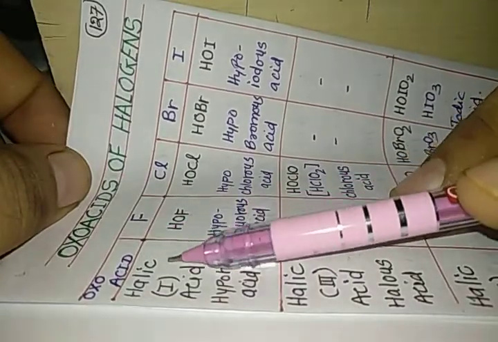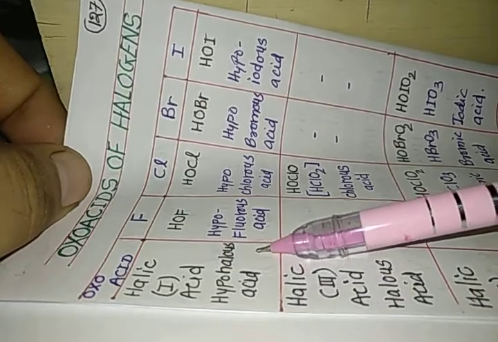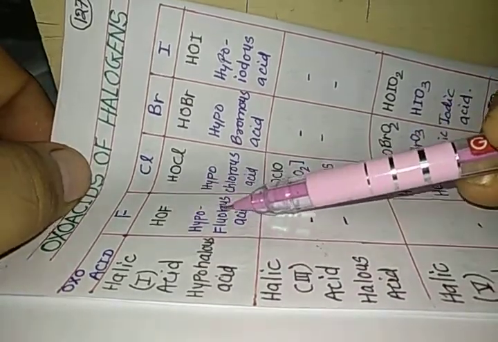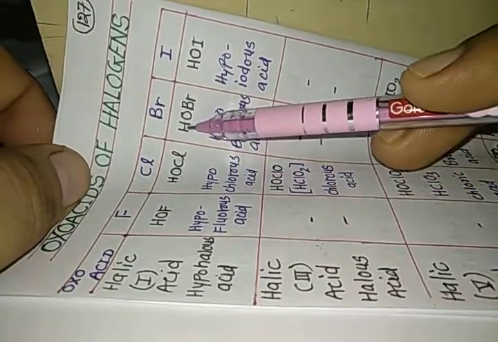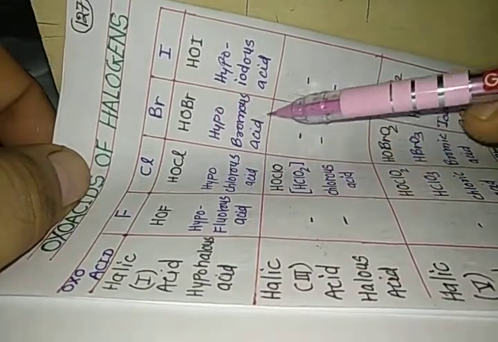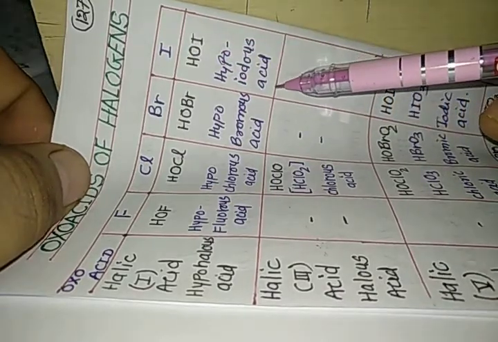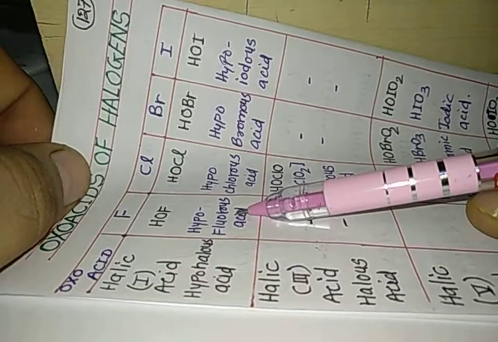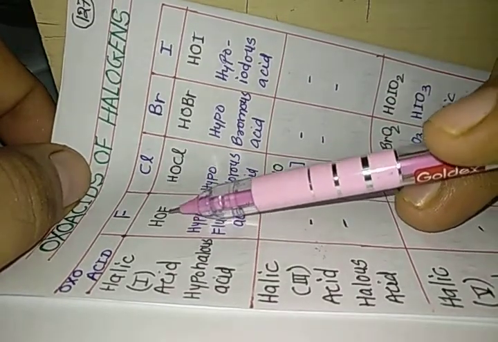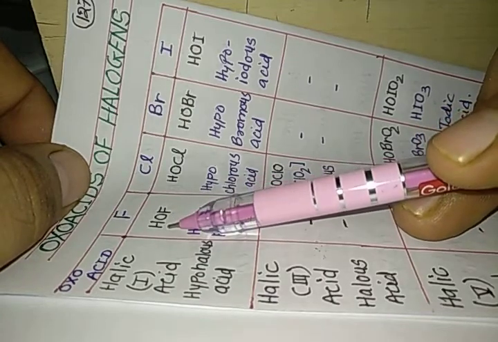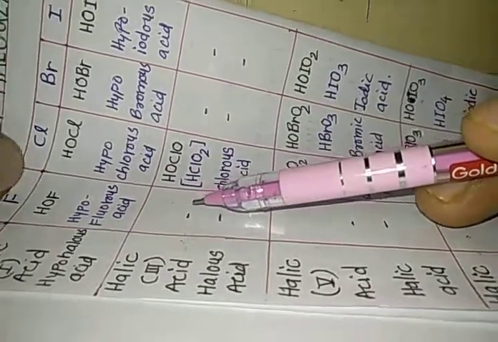The first oxoacid is known as halic(I) acid, which is also known as hypohalous acid. Fluorine forms HOF, hypofluorous acid, chlorine forms HOCl, hypochlorous acid, bromine forms HOBr, hypobromous acid, and iodine forms HOI, hypoiodous acid. This is the only oxoacid produced by fluorine, and here fluorine is -1, hydrogen is +1, where the oxidation state of oxygen is considered to be 0.